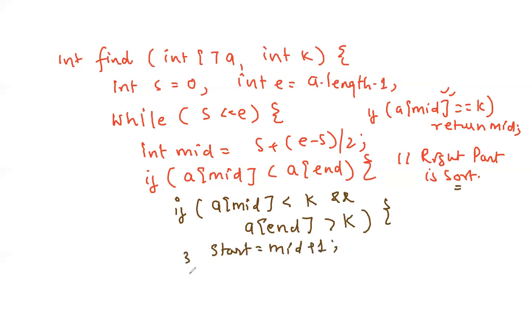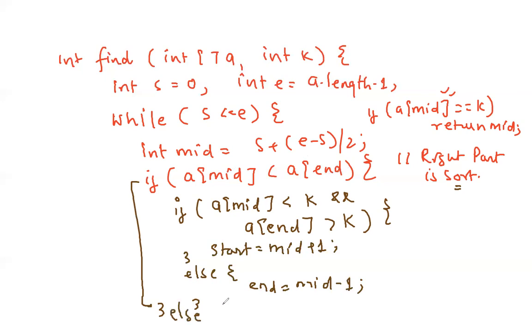Mid plus 1. If that is not the case, if this doesn't fall into this, that means I have to search into the left hand side. That means I have to discard the right hand part. So end becomes mid minus 1. So this condition ends here. This is when the right hand side is sorted. If this is not true, then we come into the else part. That means the left hand side is sorted.